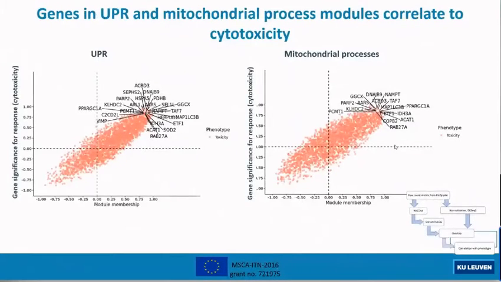In the genes in the UPR pathway and mitochondrial processes, the modules correlate very highly to dose response at these concentrations tested. And on the x-axis, you have the module membership, which denotes the cluster centrality, so how central or how important a gene is to a cluster. So the ones on the right are the most correlated with dose response.